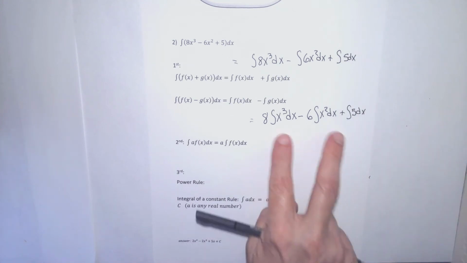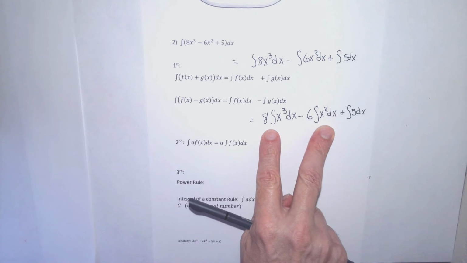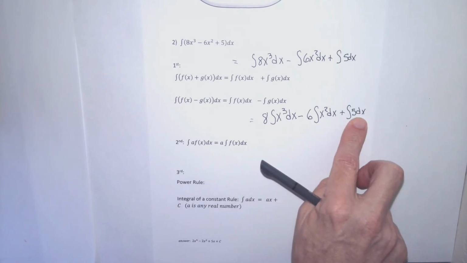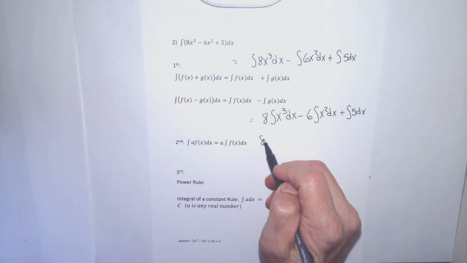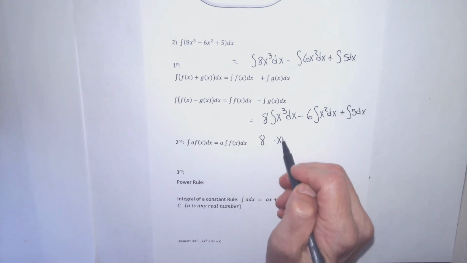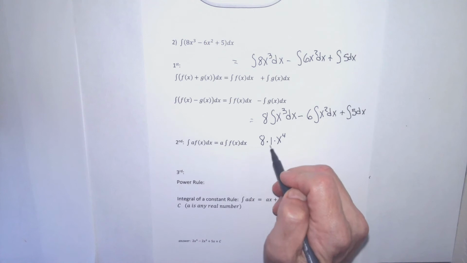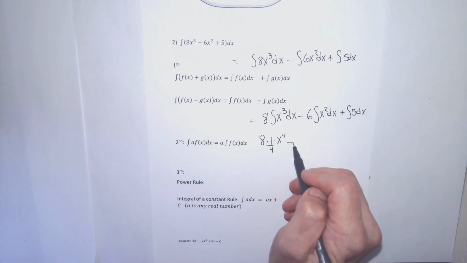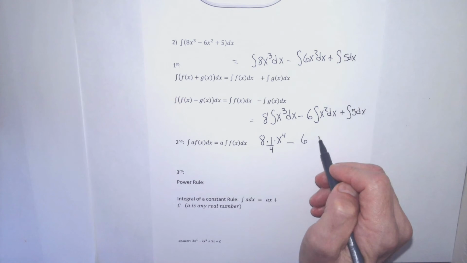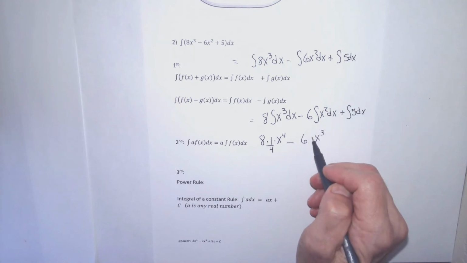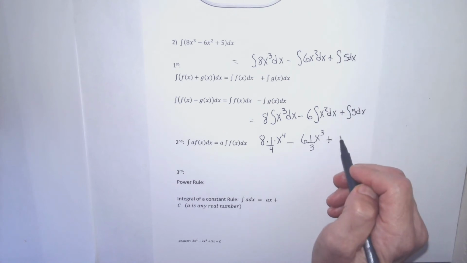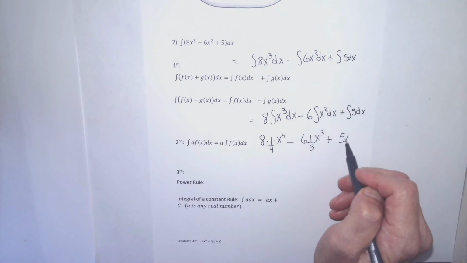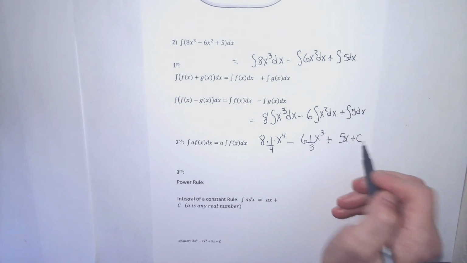Now I'm going to integrate. The first two I'm going to use the power rule by adding 1 to the exponent. The last one's a constant, and the integral of a constant, you just take that constant times x. So first integral, power rule, add 1 to the exponent, multiply by 1 over the new exponent, bring down my minus sign. Second integral, add 1 to the exponent, multiply by 1 over the new exponent. Last integral is a constant, it's just that constant times x, and then plus c at the end.